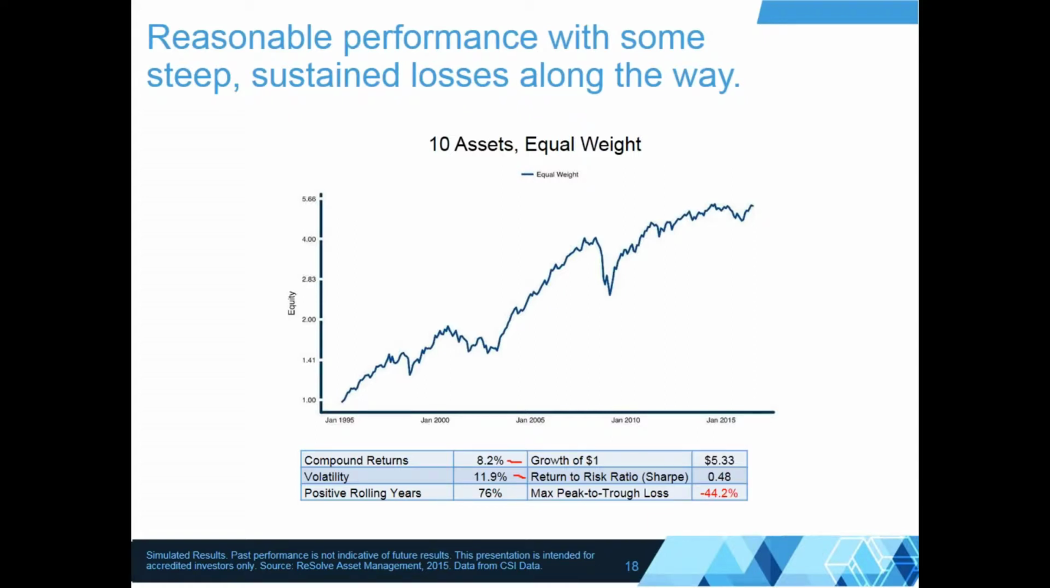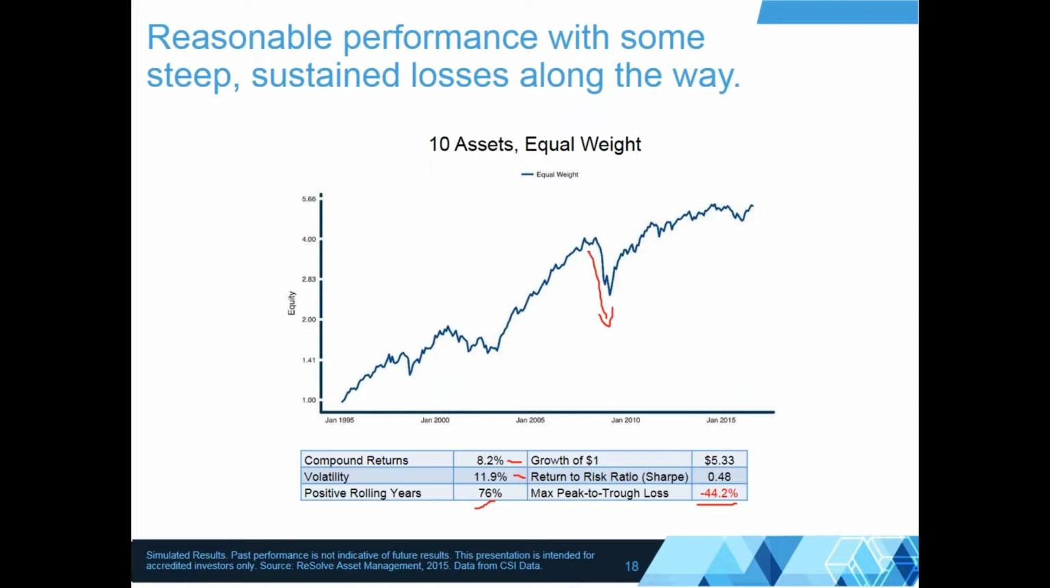Over 12-month rolling periods, how often are we positive? Here it's 76% of the time. So from January to January, February to February, how often am I saying I made money to the client? How often am I saying I lost some money? 24% of the time we're losing money. And some of the times it's negative 44%, right? Which is the peak to trough loss, a maximum loss for this particular portfolio. And that would have happened here in '08.